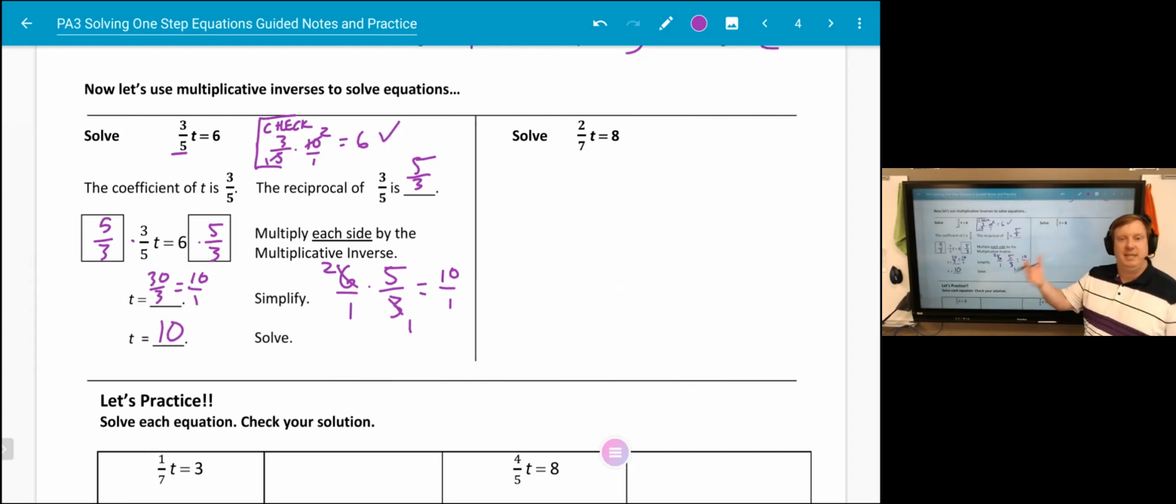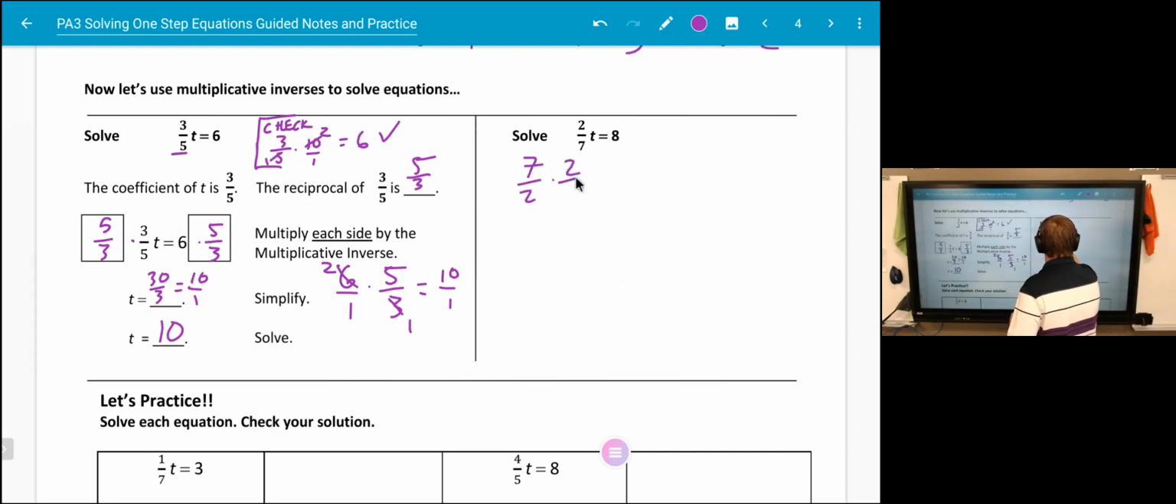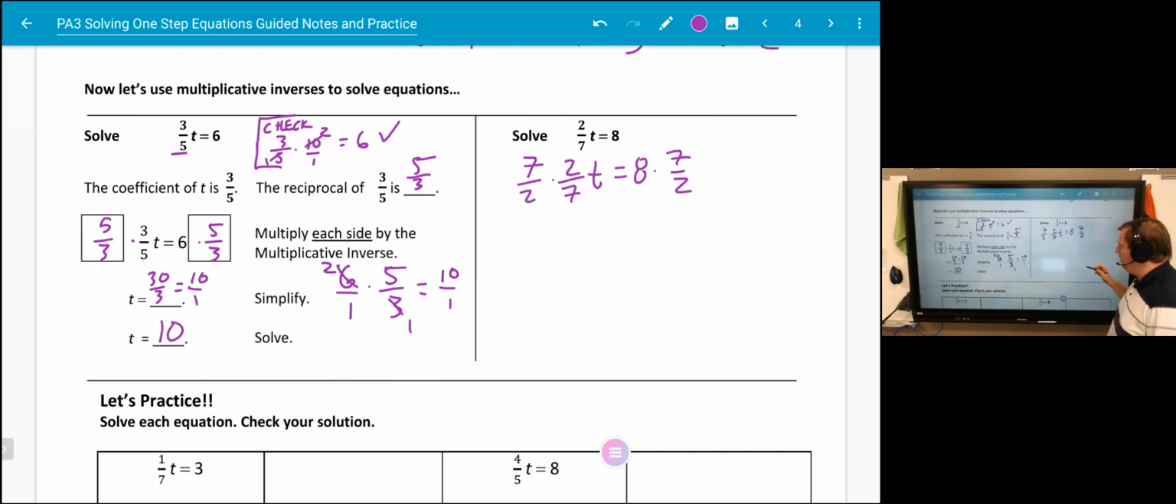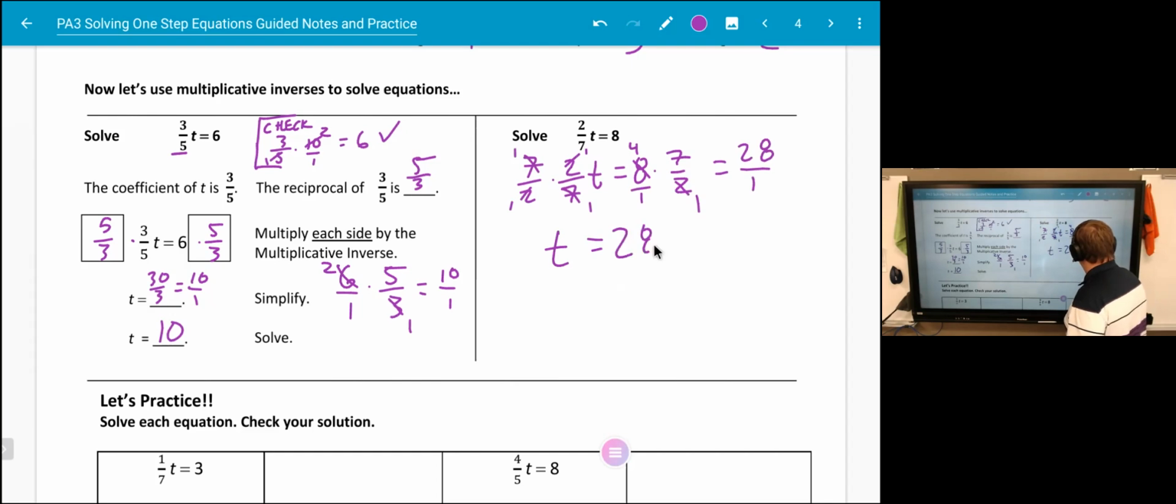Okay, I'm going to do the next one. Our coefficient, we're still using t. So our coefficient, the number multiplying the variable, in this case is 2/7. I need to make the reciprocal of that, making that 7/2. Multiply both sides by 7/2. Okay, so I found the reciprocal. I multiplied both sides by the reciprocal. I'm simplifying. 7 divided by 7 simplifies to 1. 2 divided by 2 simplifies to 1. This side gives me t. This side over here, I can simplify the 8 and the 2 as 4 and 1. I multiply the top, I get 28. I multiply the bottom, I get 1. That's nice. t equals 28.